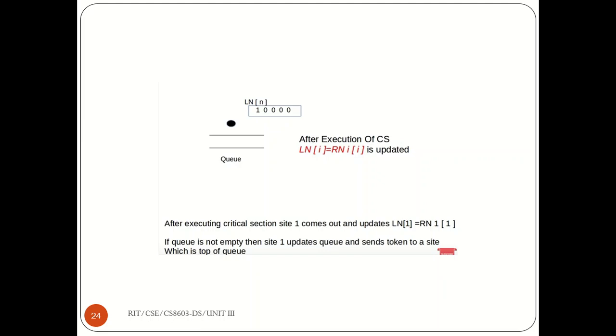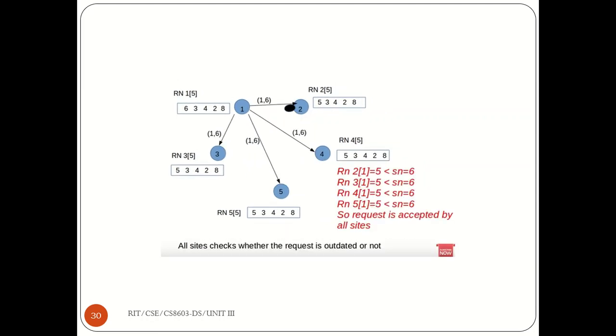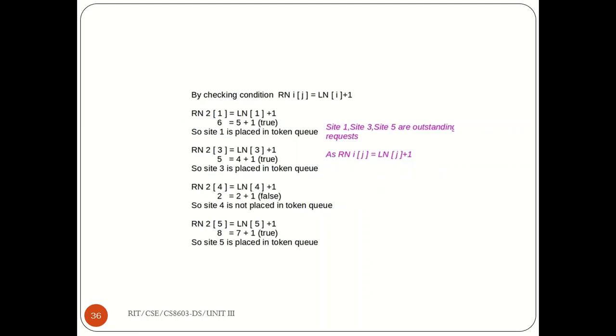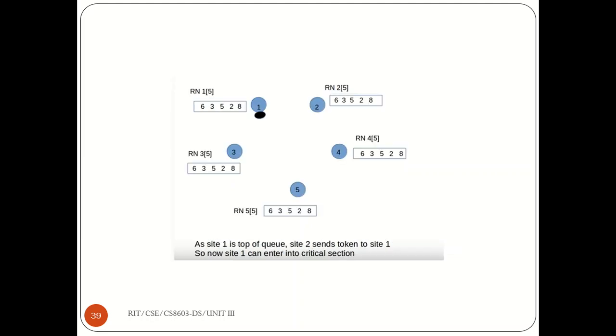After executing the critical section, the site updates the token. Then it checks all the sites: for each site j, it checks the condition whether j is in the token queue, and if not, appends it. It removes the top of the queue token. The site updates, and if the queue is not empty, it updates the queue. So site 1 updates the queue, and site 2 gets the token from site 1. Thank you.